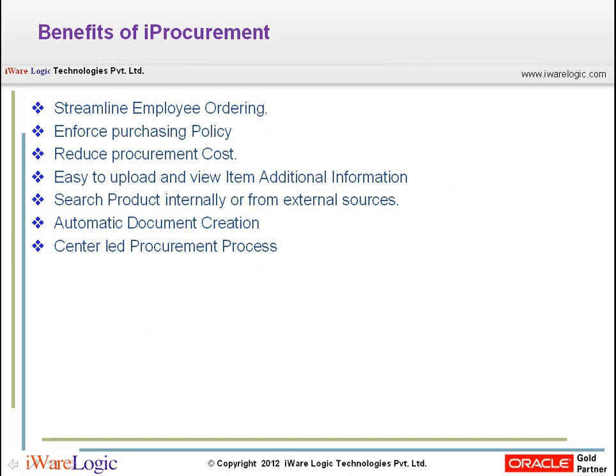The major benefits of iProcurement are: it will streamline employee ordering, enforce the purchasing policy, reduce the procurement cost, make it easy to upload and view additional item information, search products internally or from external sources, automatic document creation, and a centrally led procurement process.